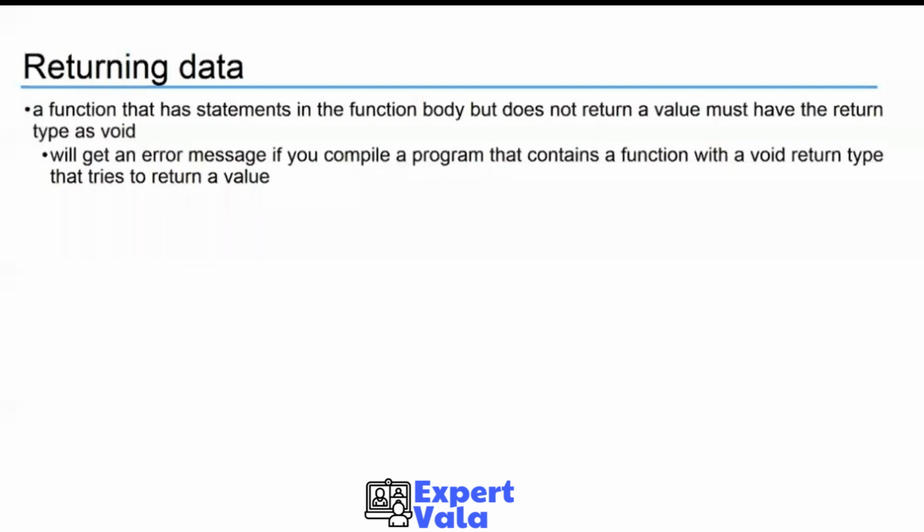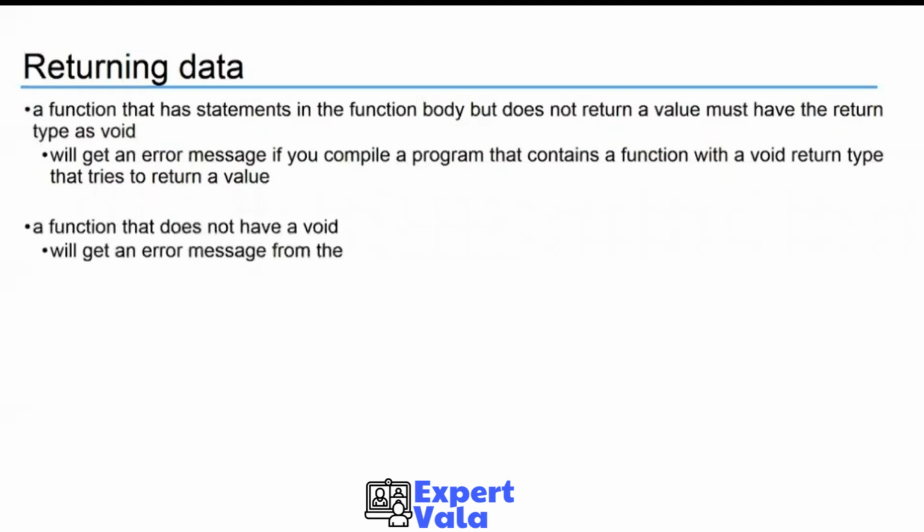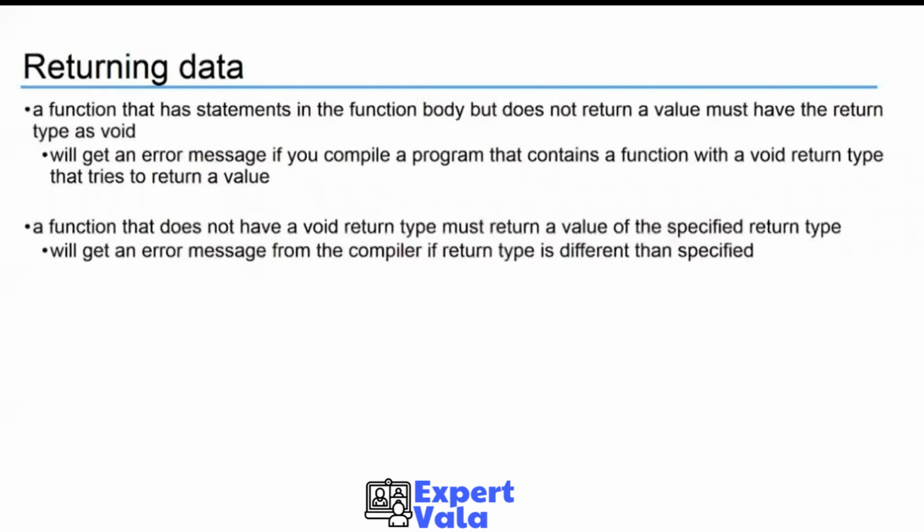When you compile the program and it contains a function with a void return type that tries to return a value, you get a compile error. Void means no return data. Don't return a variable or expression. If a function does not have a void return type and it has a valid return type, you are going to get an error message if the compiler sees you return a different type than is specified, or if you just have return with nothing after it. So pay attention to this.